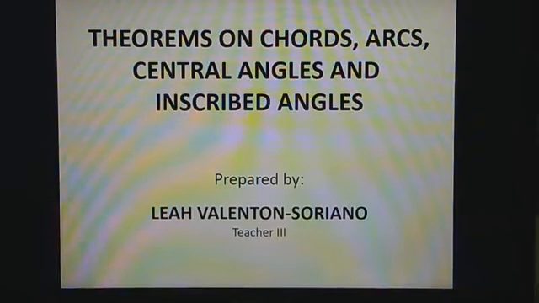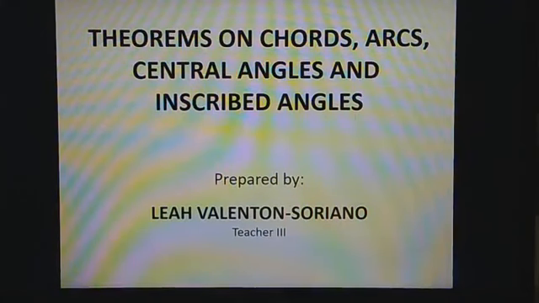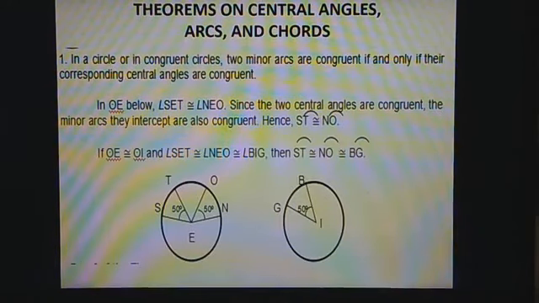Okay, now let's review theorems on chords, arcs, central angles, and inscribed angles. So, balikan lang natin ulit yung mga theorems on chords, arcs, central angles, and inscribed angles. So, number 1, in a circle or in congruent circles, two minor arcs are congruent if and only if their corresponding central angles are congruent. So, ito na rin yung diniscuss natin before.